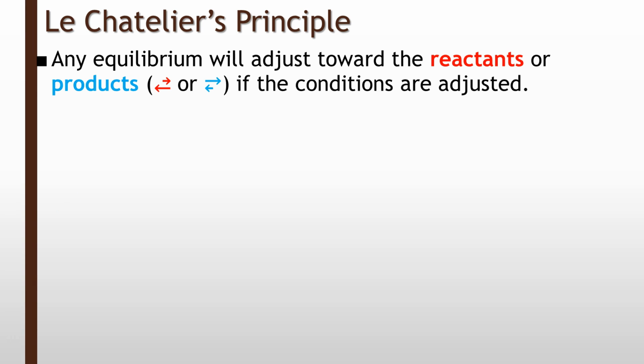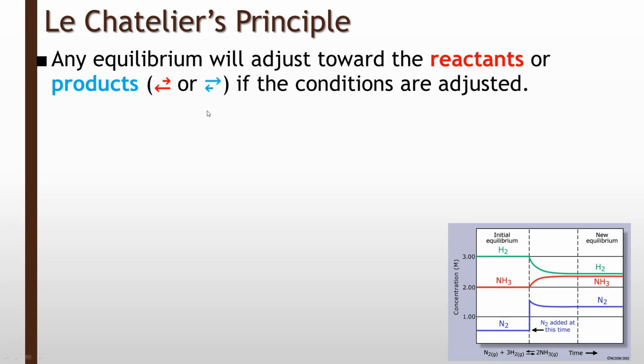It basically states that any equilibrium is going to adjust toward the reactants or toward the products if conditions are adjusted. I'm going to be labeling reactants for the most part in red here. Red reactant, blue product. Something that's going to shift it toward the reactants is going to be an arrow pointing more toward the left. Something that's going to shift it toward the products is going to be something pointed more to the right.